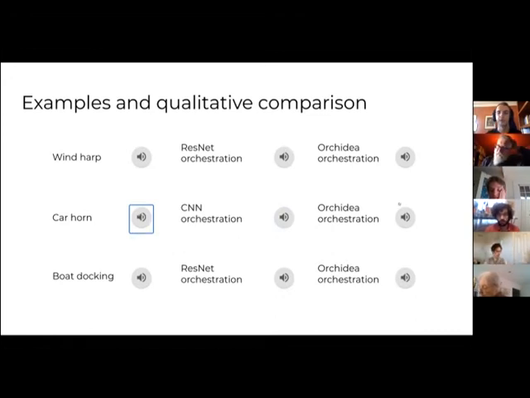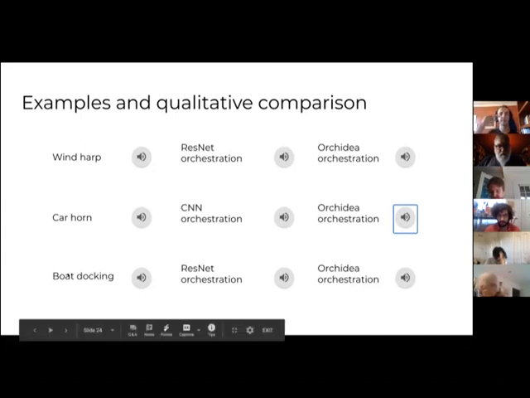And now for Orchidea's solution. So this is an example where I think Orchidea outperformed our model in the orchestration. The final target is the recording of a boat docking, and it's a little more interesting of a target. We would call the first two static targets because they don't really change over time, whereas in this boat docking, you'll hear these upper whistling sounds, you can almost call them melodies, that come in. So let's listen to that.